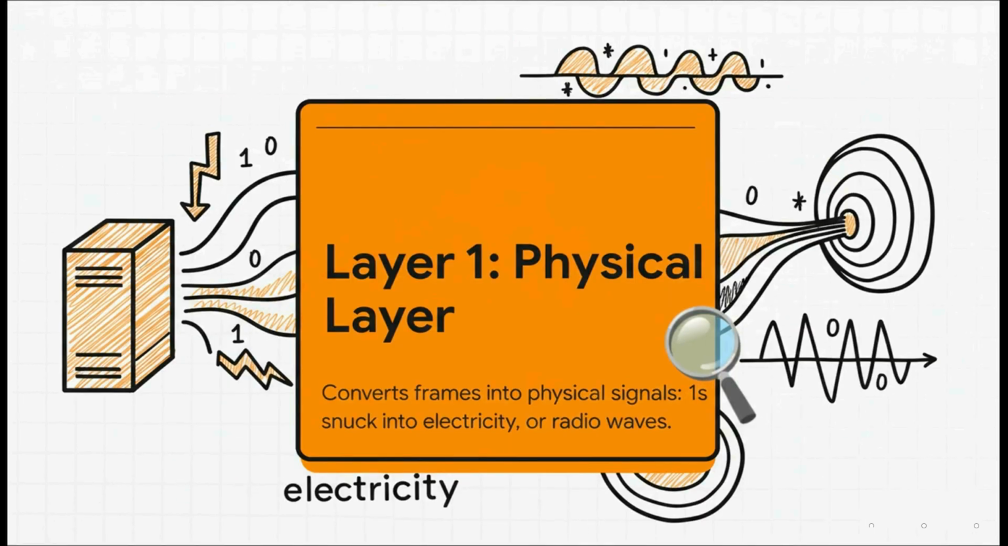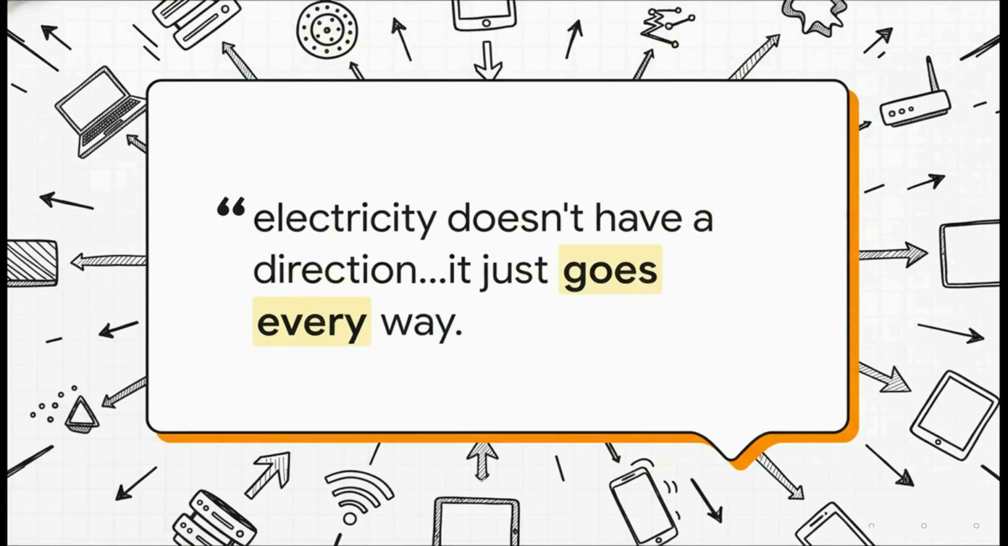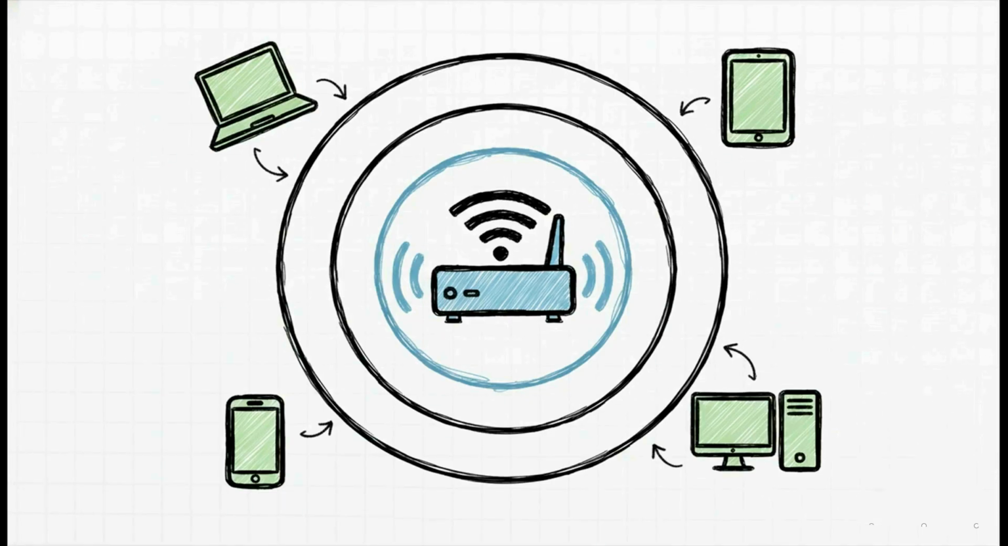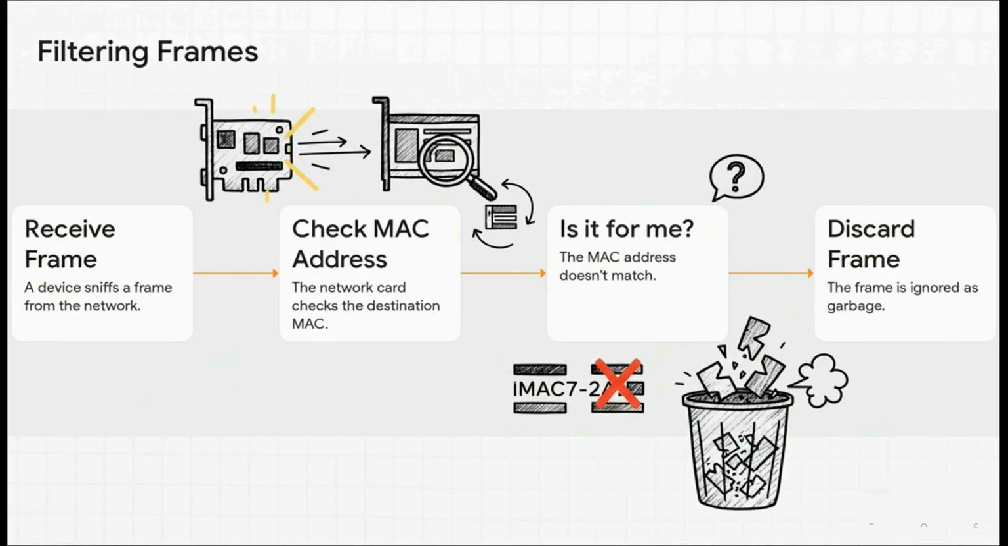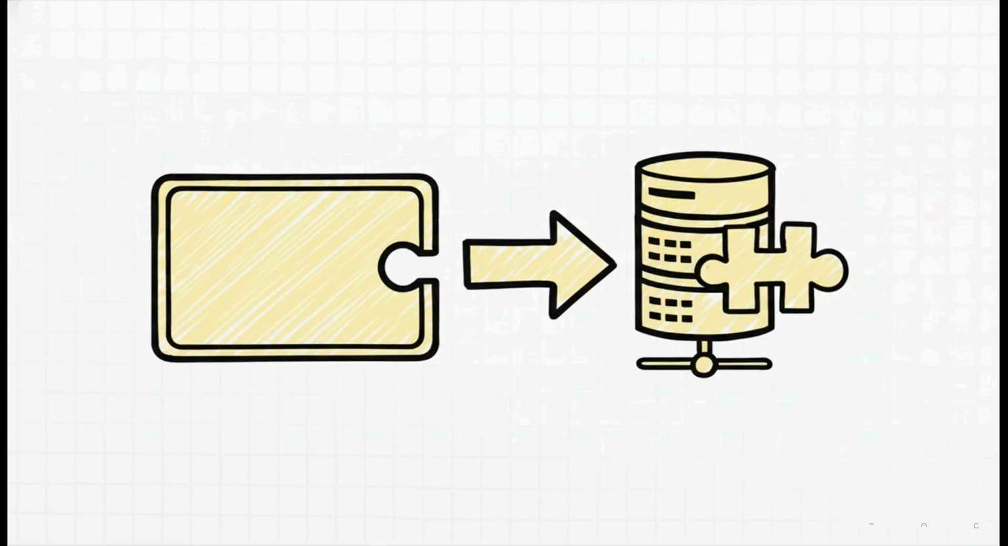And now for layer 1. This is where it all turns into actual electricity or radio waves. But here's the crazy part. That signal doesn't have a specific direction. It just goes. Yeah, it's broadcast to every single device nearby. Your phone, your TV, everything. So every device grabs it, checks the address, and goes, nope, not for me, and drops it. Until the right device sees its own address and says, aha, this one's for me.